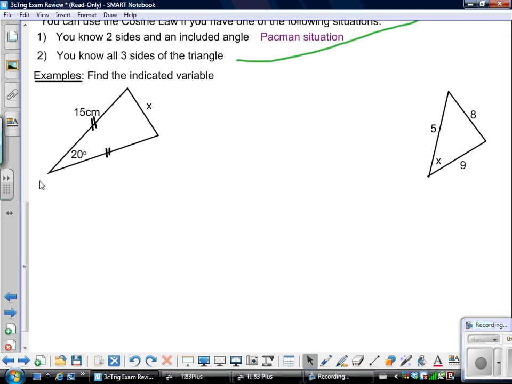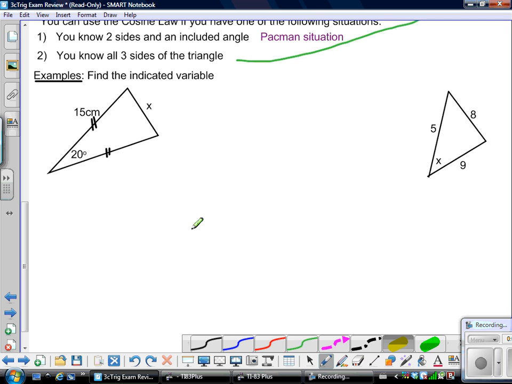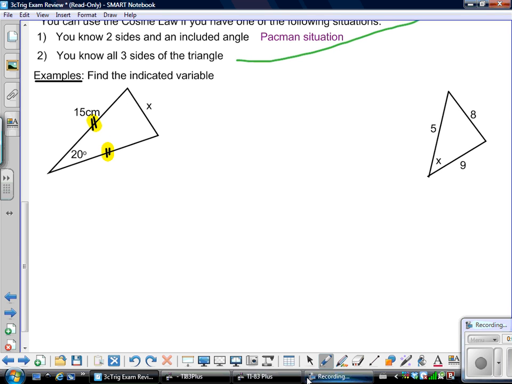So here it is. It says find the indicated variable. So in here I'm finding x. Now, why can I use cosine law? Well, it says if I know all three sides. Well, obviously I'm finding a side, so I don't know all three sides. But the first situation says that if I know two sides. So some of you have already realized when you looked at it, well, these two ticks and these two ticks here tell me that those two side lengths are the same. So in fact, what I really have here is this side over here is also 15 centimeters. So it creates that Pac-Man situation again.